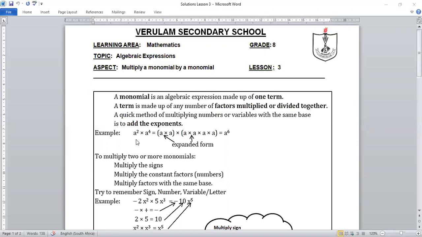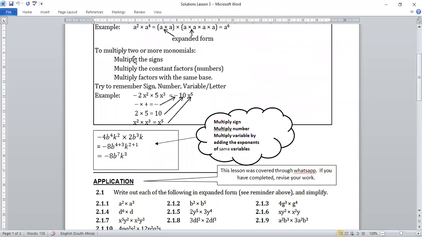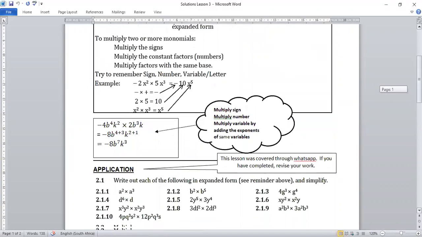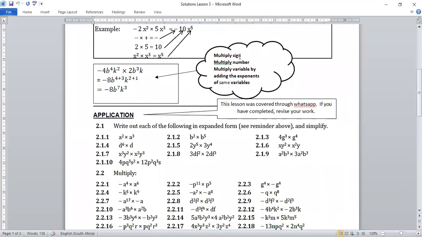And then, with an example of a squared multiplied by a to the exponent 4, we were shown how to derive or solve, where you break down or expand each term to derive the final solution. And there was also a method that you were taught and asked to remember. When you multiply two or more monomials, you multiply the signs, you multiply the constant factors, you multiply the factors with the same base, as shown in this example. So again, you must multiply the sign, multiply the number, and multiply the variable by adding the exponents of same variables.